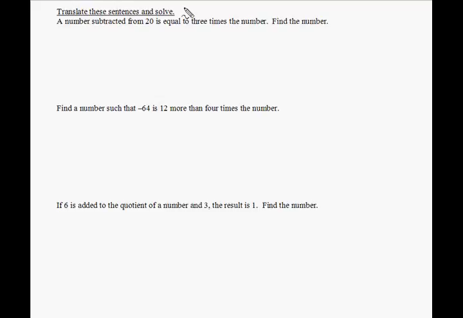Translate these sentences and solve. A number subtracted from 20 is equal to 3 times the number. Find the number. So when we're trying to translate sentences into math equations, we need to make sure that we write what we read as we read it.